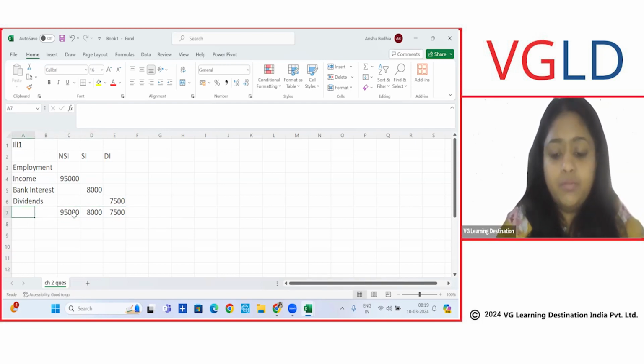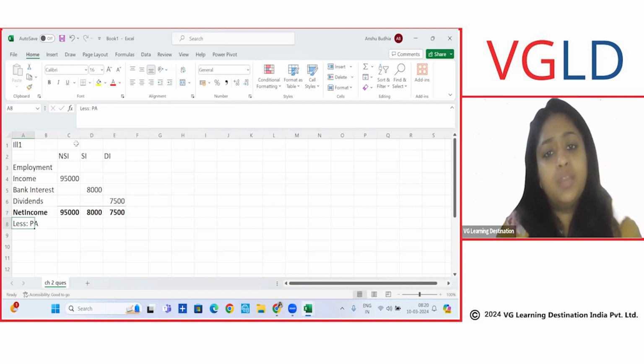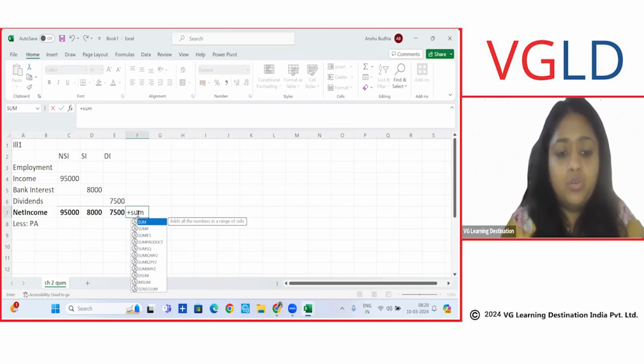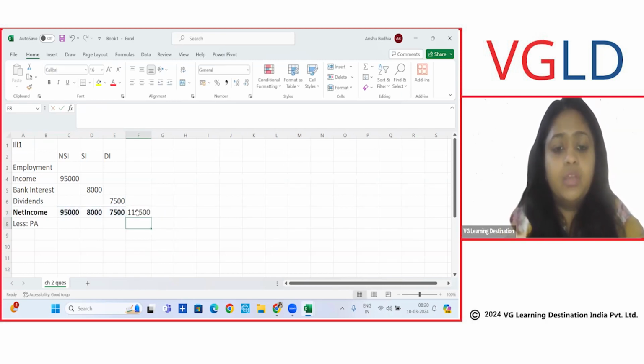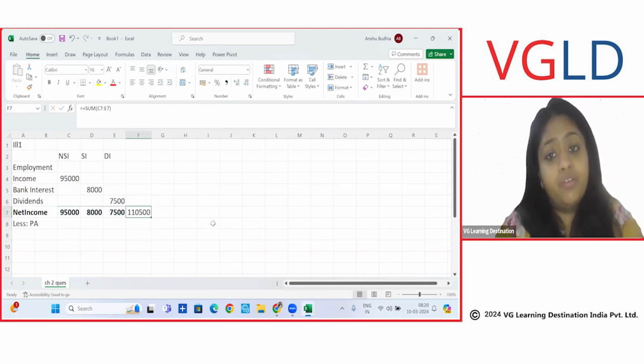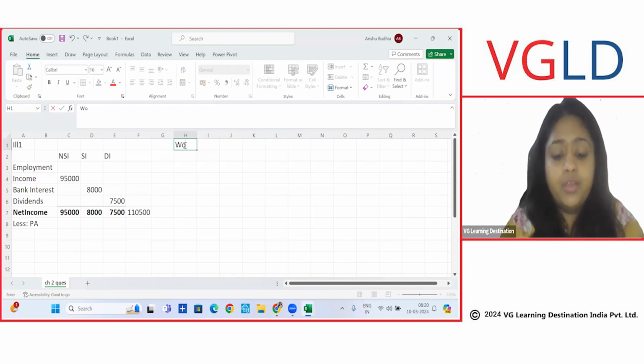You will get here total income, or even if you write net income, it's one and the same thing, because we have not yet discussed any questions on qualifying interest. Now from this, I will reduce PA. Okay, but for that, first I need to see what is my net income. So here I'll use the term net income. The reason being total income and net income is one and the same thing here. Okay, I'll take the total. The total is coming as 110,500. Now it is going beyond 1 lakh.